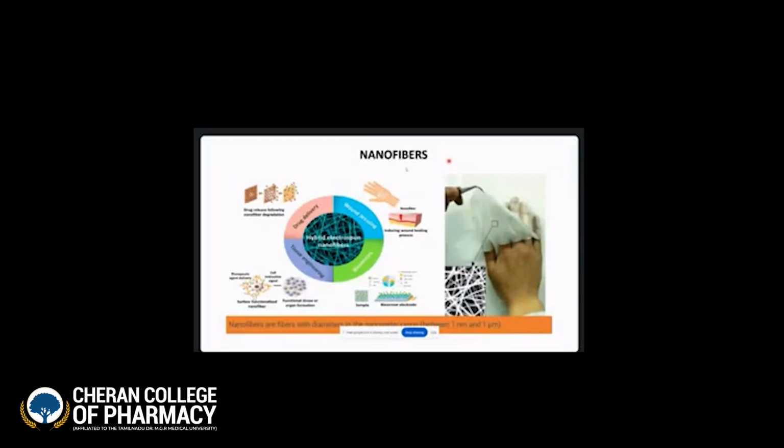So definitely nanofiber dressing can heal the wound and promote tissue regeneration in future. Definitely it is going to be a hit in wound care therapy.